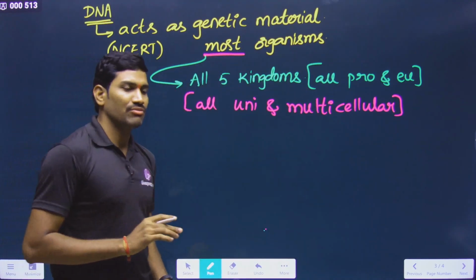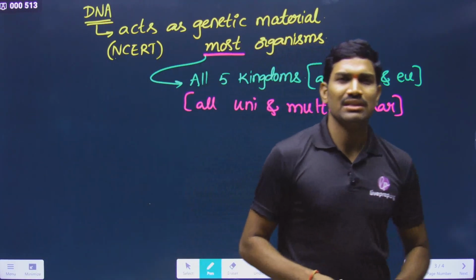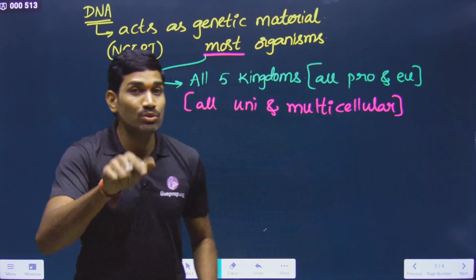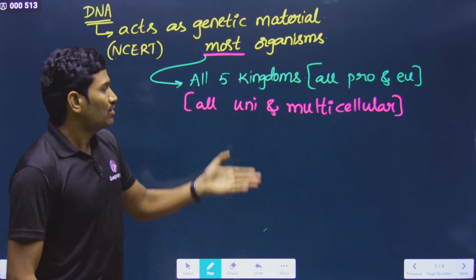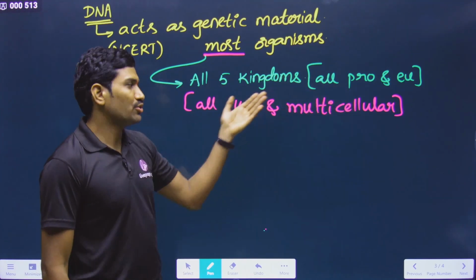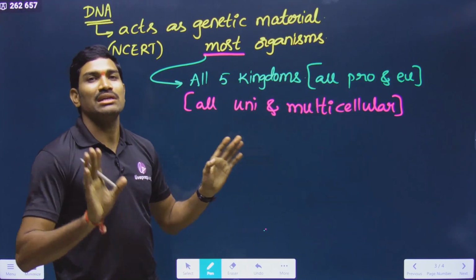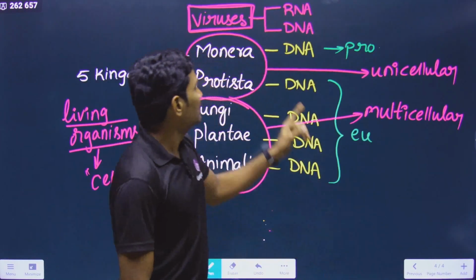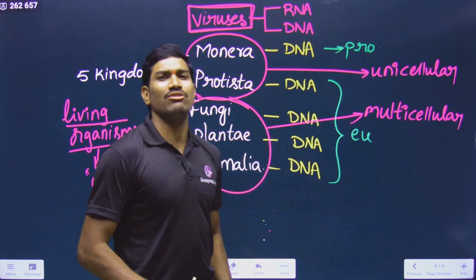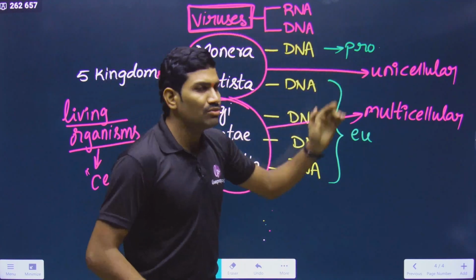So please observe this carefully. In NCERT simply they said that majority of the organisms, most of the organisms, but you need to clearly understand what are those. So you can write all 5 kingdoms, you can write all prokaryotes and eukaryotes, you can write all unicellular and multicellular organisms. Please remember, viruses are not unicellular because they don't have a cell at all. Why will you consider viruses under unicellular?